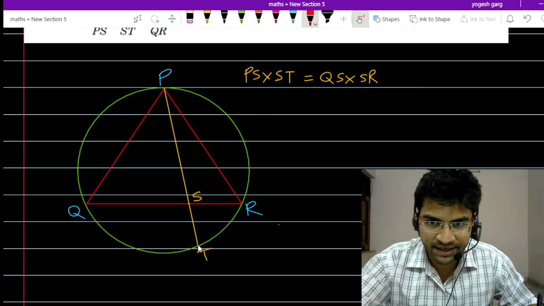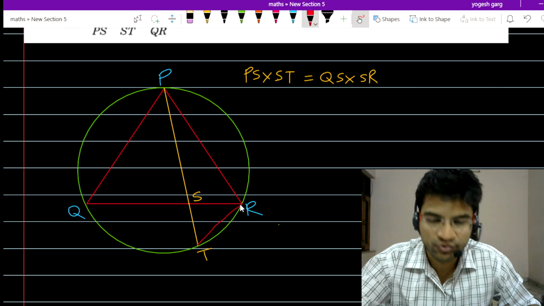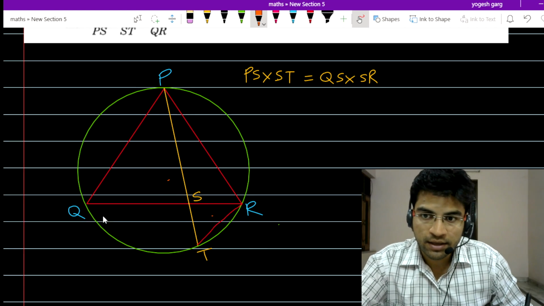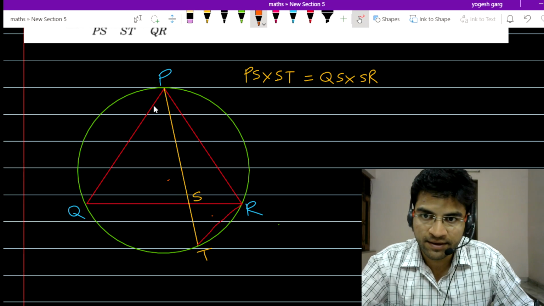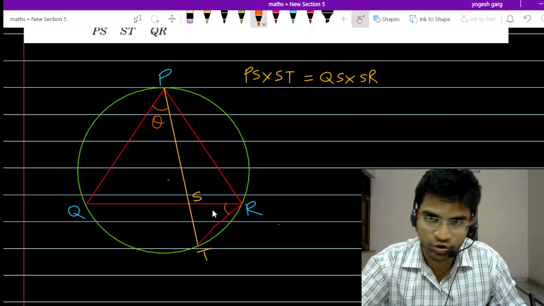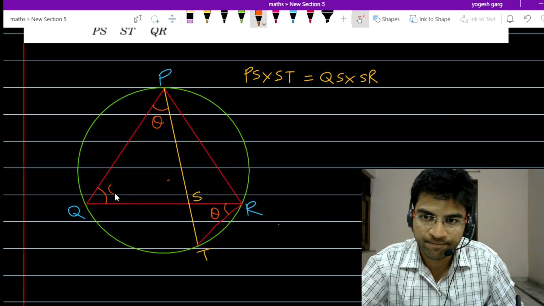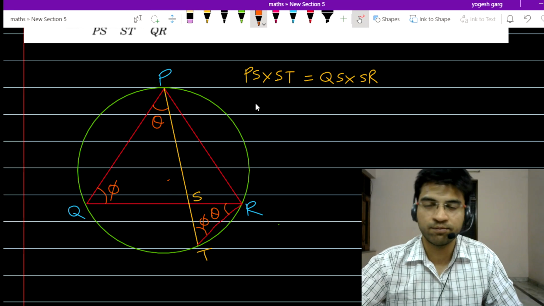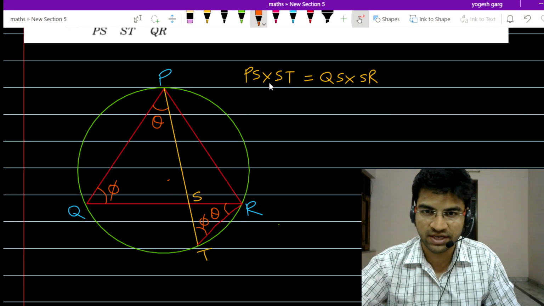If you join RT, you can clearly see that these two triangles will be similar. How? Arc QT is subtending angle P. Let us say this is theta, and the same arc QT is subtending this angle QRT as well, so this is also theta. Similarly, this is phi, and this is also phi. Clearly, these two triangles are similar, and then you can proceed ahead to prove that PS into ST is equal to QS into SR.